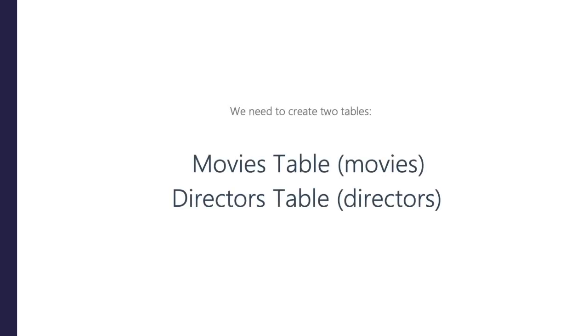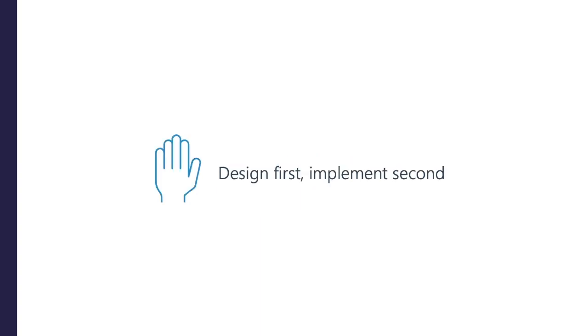In this studio, we are movie buffs, so we need to create two very important tables, one for movies and then one for directors. I know it might be tempting to just start implementing these tables right off the bat, but let's first take a step back. Let's design first, and then we'll implement.